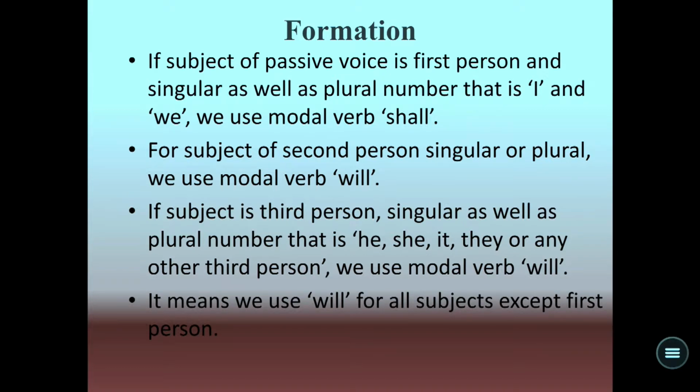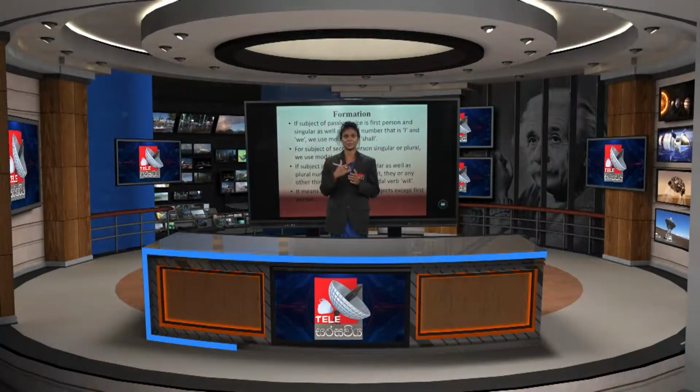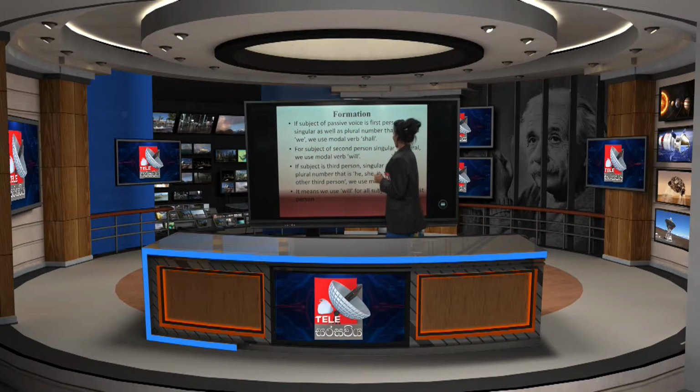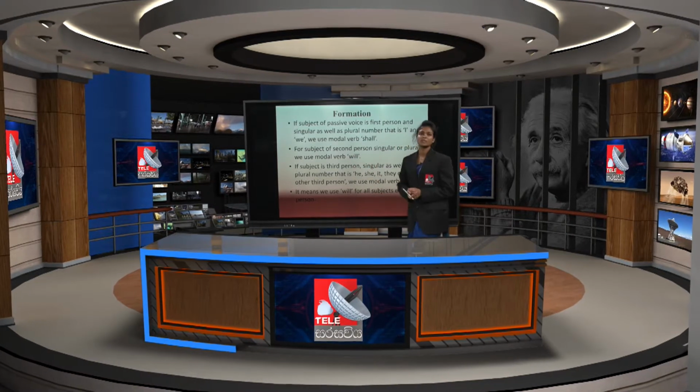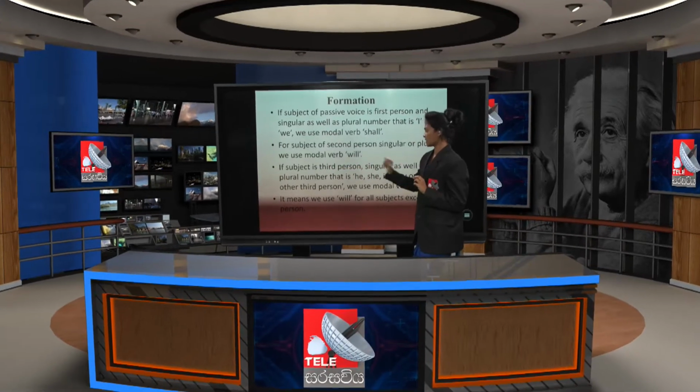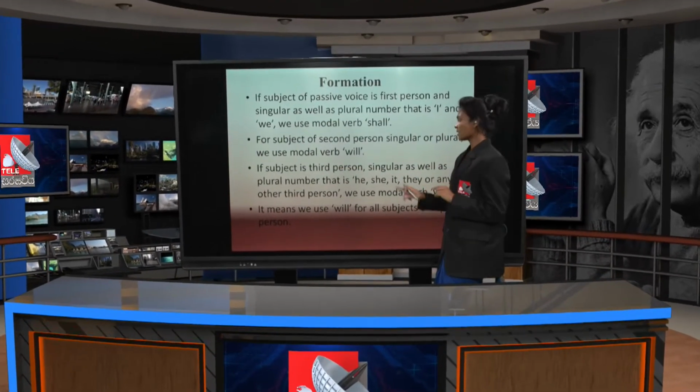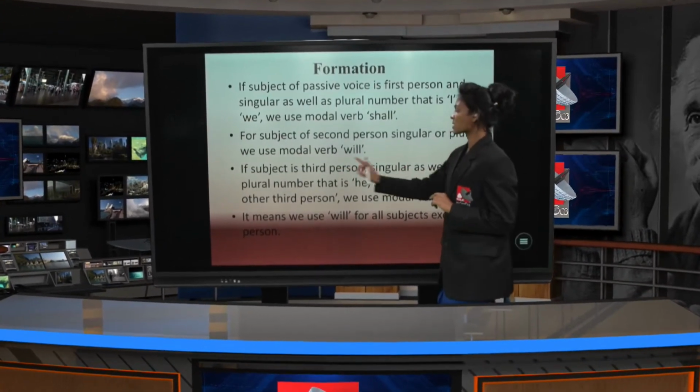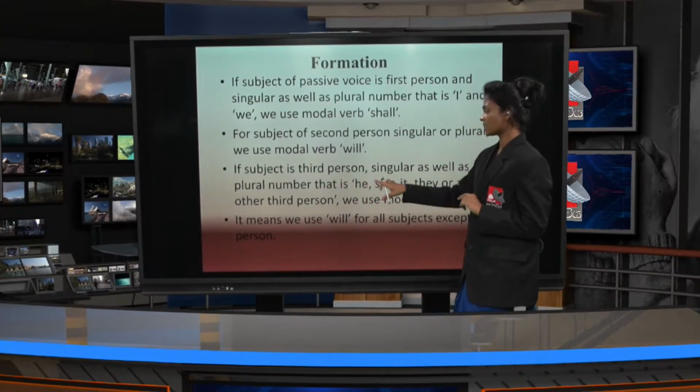Right? It's like this. That means for I or we, we can add shall instead of will. Then for the subject of second person, singular or plural, we use the modal verb will.